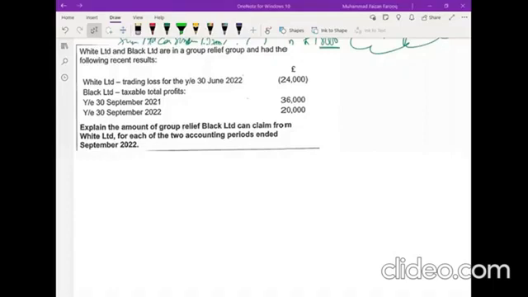Okay, so you did this one, right? White and black. For the first year, you told me how much? First year means year ended 30th September 21. What you got? Group relief. Give me the final answer.